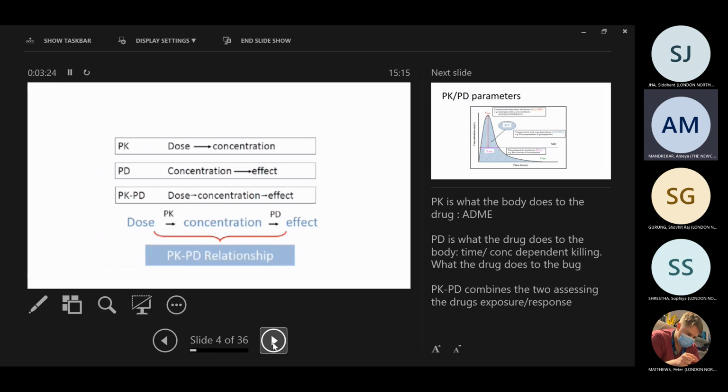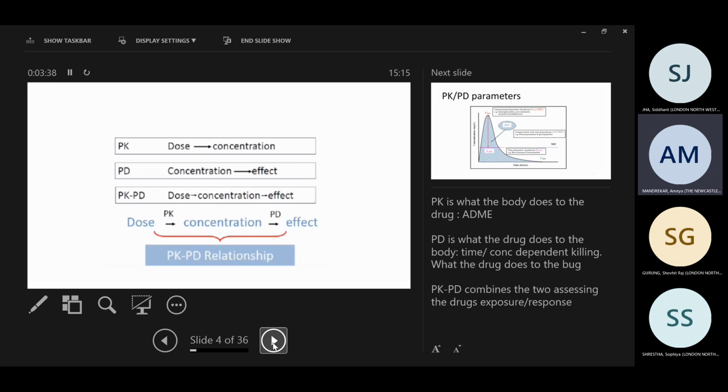So there are time-dependent drugs that are more effective the longer they're above the minimum inhibitory concentration, and there are concentration-dependent drugs that are more effective the higher the concentration, so those peaks and troughs are really important. And there are ones that have a mixture. So what we're looking for is both of them to work together. The pharmacokinetics and the pharmacodynamics work together to help optimize that antibiotic to give us the effect that we need, which is to kill the bug that we're trying to kill. Next slide, please.